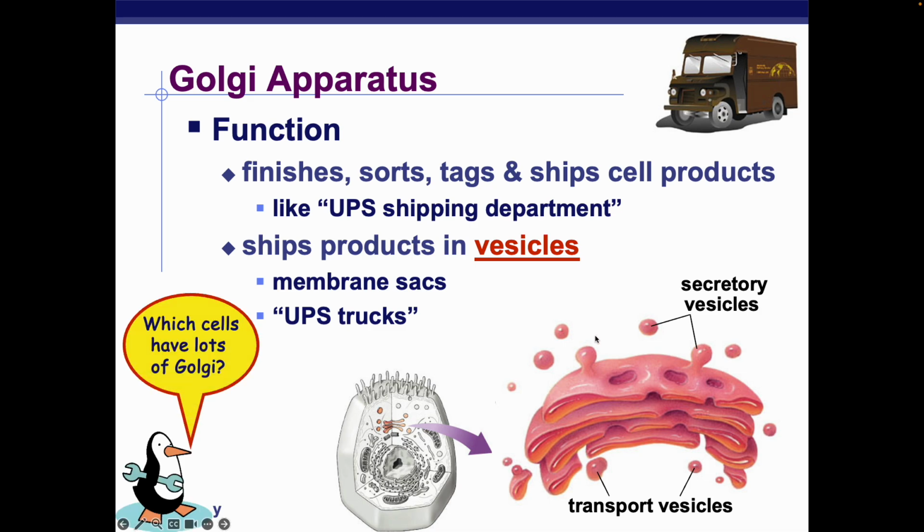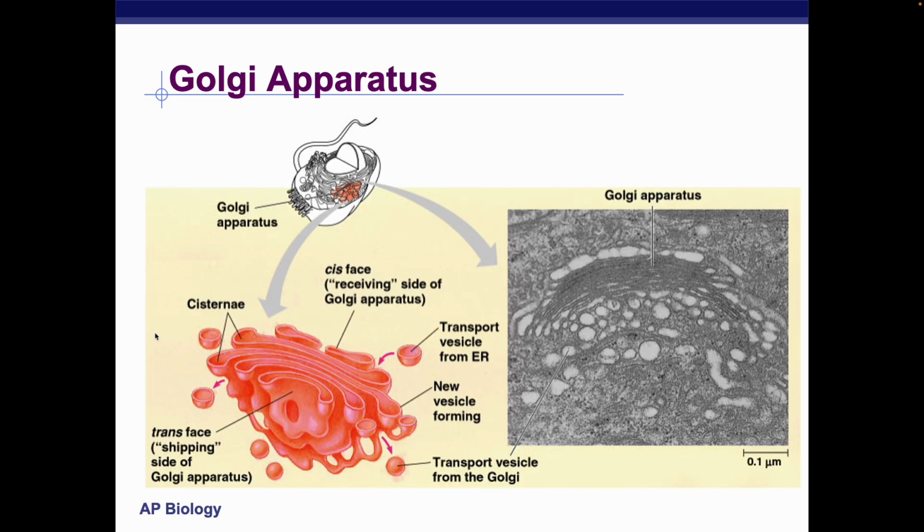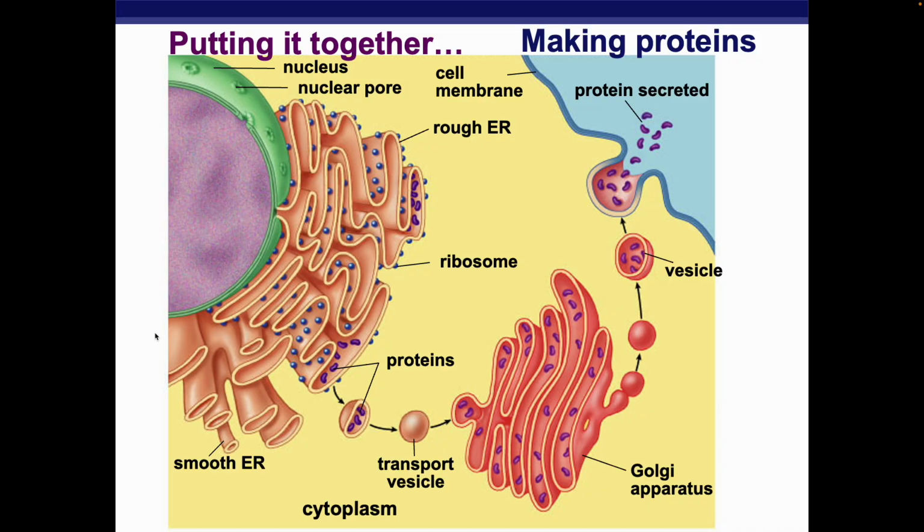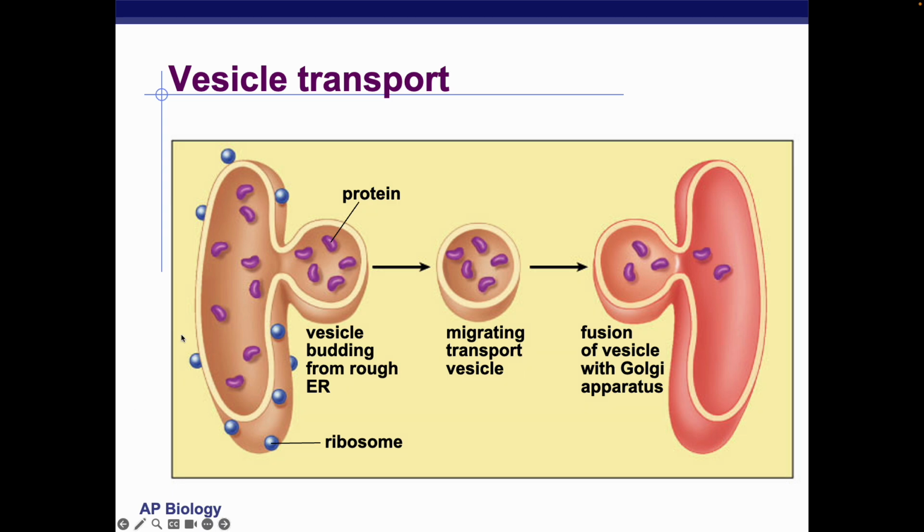So which cells would have a lot of Golgi? Basically, like we said, similar to the rough ER example, it will be cells primarily used toward shipping out proteins toward maybe the membrane or other cells for export. Okay, so over here, just vesicle transport. This is a diagram showing how a vesicle budding from the rough ER moves to the Golgi apparatus.